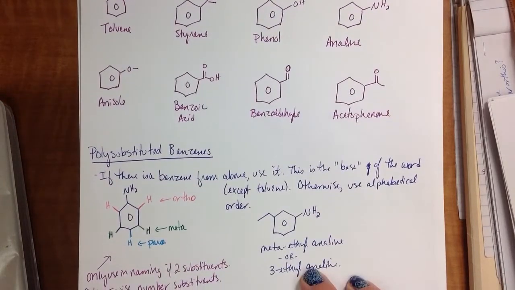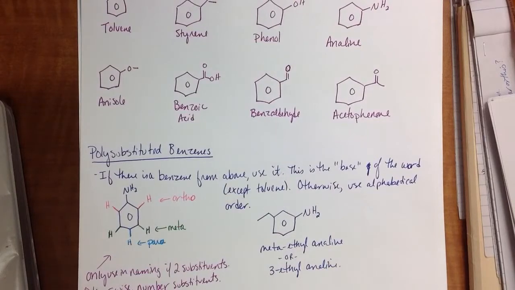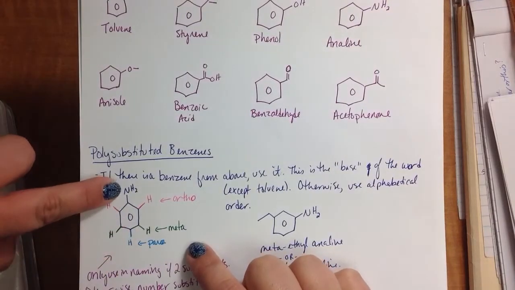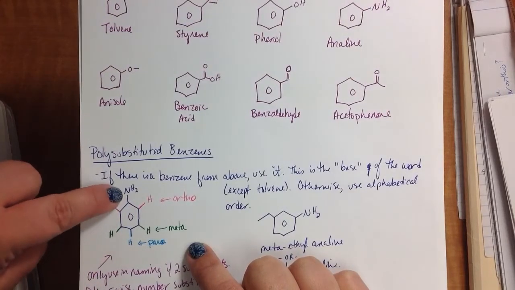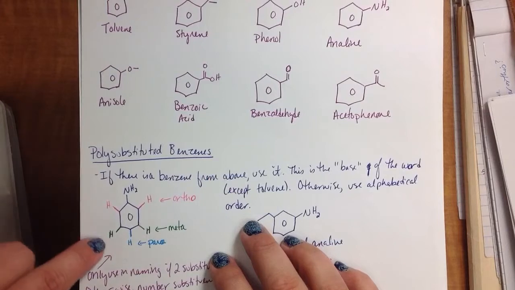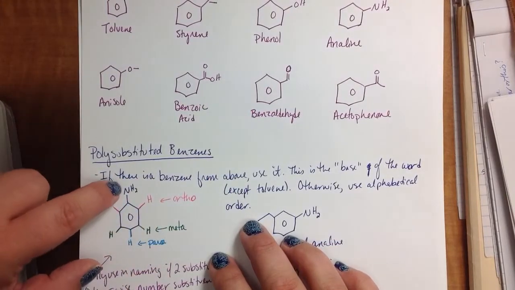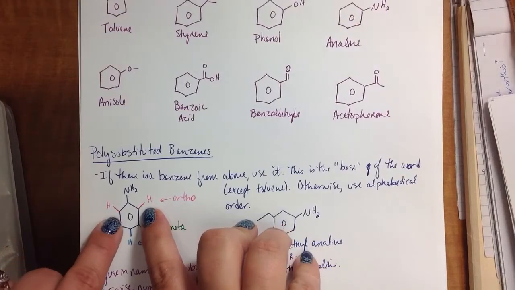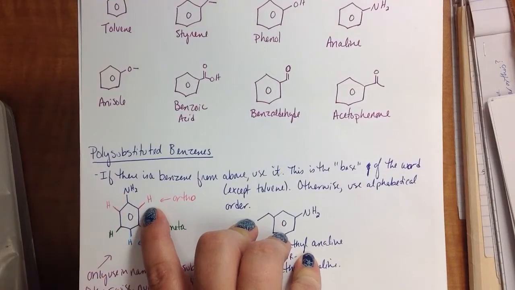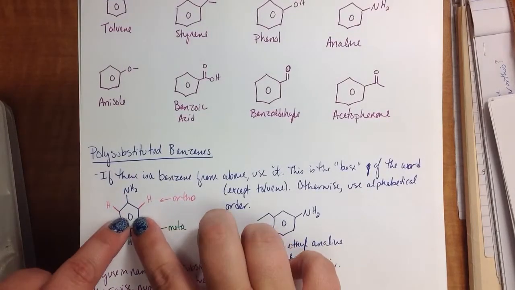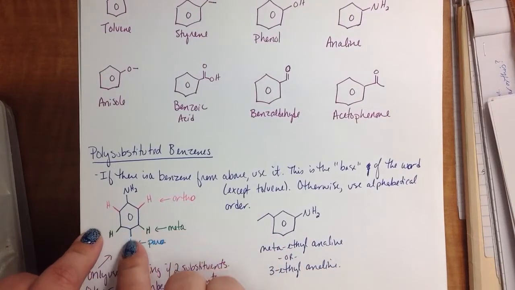When we're naming polysubstituted benzene, so something that's not just one substituent, there's different ways of doing that. But either way, you need to know how to identify some certain positions relative to whatever substituent you have from above that's on that benzene. So if that's what we've got, that's aniline, right? This is just aniline. I'm just highlighting the hydrogens around here. So if this is aniline, these would be the positions orthogonal or ortho to that NH2. These would be the meta positions. And this is the para position.